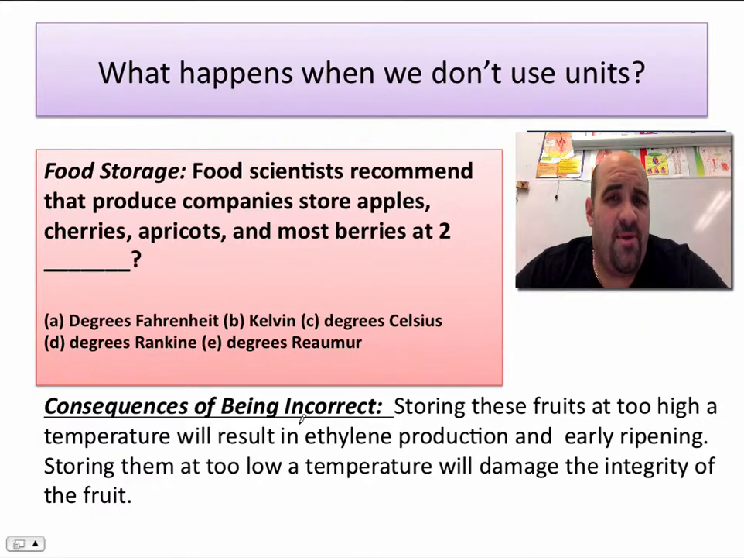But if you store food improperly, we kind of know what's going to happen. It's going to go bad, or it might ripen too fast, or a lot of things are going to happen. Storing these fruits at too high a temperature will result in ethylene production and early ripening. Storing them at too low a temperature will damage the integrity of the fruit.